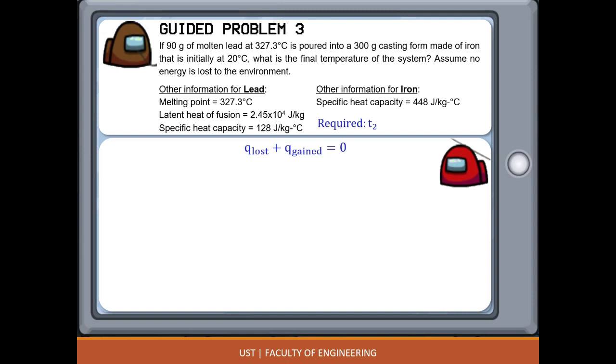Depending on their initial temperature, one of the objects will gain heat while the other will lose it. Which do you think of the two will lose heat in the process? Is it the lead or is it the iron? Think. You are correct. It is the lead. Therefore, the other material, which is the iron, will gain heat lost by lead.